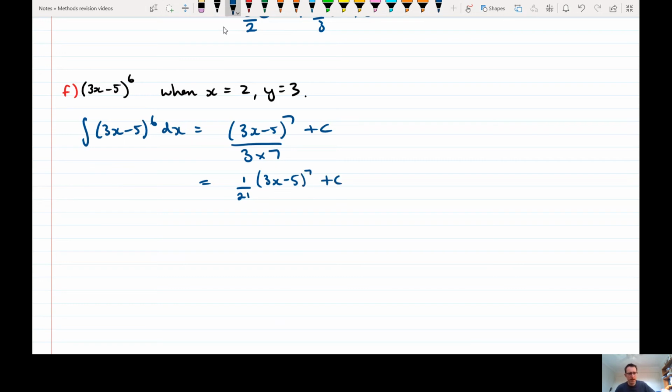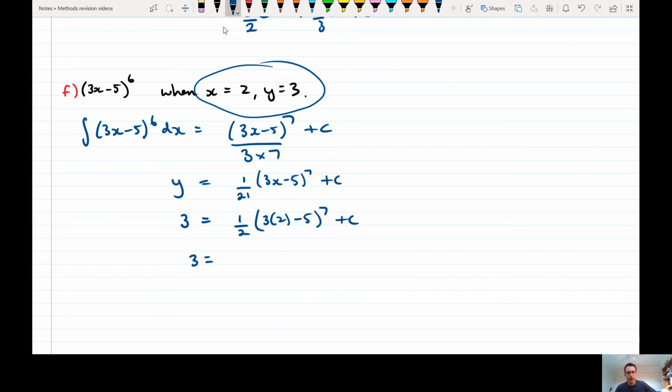Now in this particular case, we can put a y equals, it wasn't defined, but I have given you x equals 2 and y equals 3. So what we're going to do now is substitute 3 in there. In here, we're going to substitute our 2. We're substituting our initial conditions in this case. And we're now simplifying. So 3 times 2 is 6, minus 5 is 1. 1 to the power of 7 is 1. So it's 1 over 21 plus c.